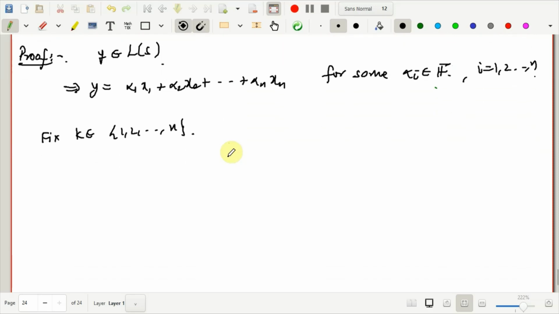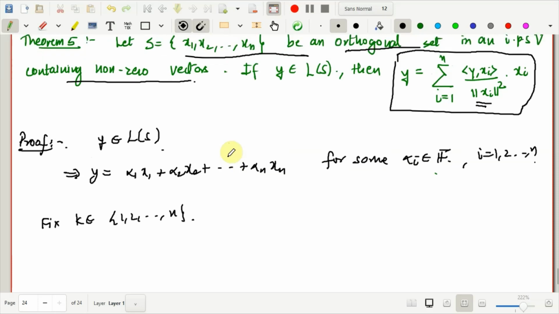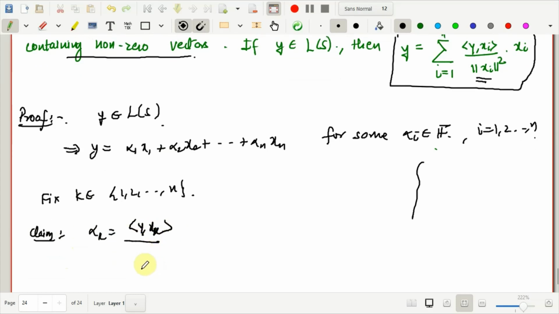We proceed in this way. In fact, if you look at the claim, that itself gives us a hint. Basically, we want to show, in fact I'll write down, alpha k is the same as y comma xk upon norm of xk the whole square. If I prove this, then we are done.